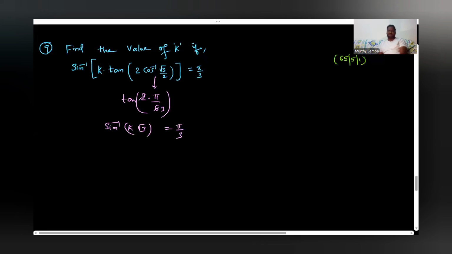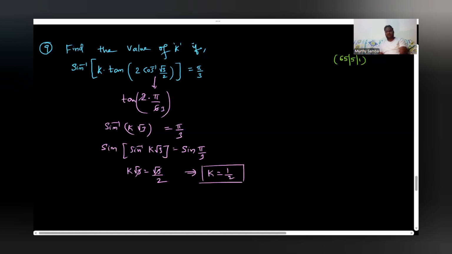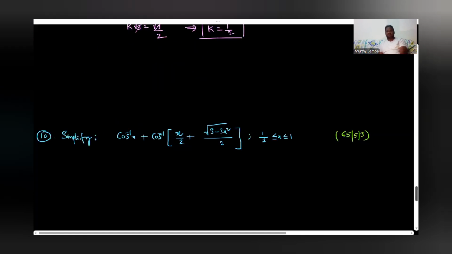Now apply sine on both the sides. So sine of sine inverse k root 3 is equal to sine pi by 3. Sine and sine inverse will be removed. So k root 3 is equal to sine 60. Sine 60 is equal to root 3 by 2, right? So root 3 and root 3 get cancelled. Therefore, the value of k is equal to what? So k is equal to 1 divided by 2. Correct? Right. So moving on to the next problem.